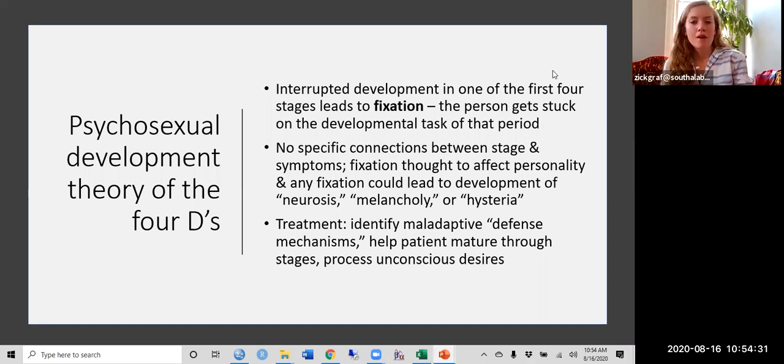So Freud's treatment, which we'll talk about more on the next slide after I have some water, had to do with identifying maladaptive defense mechanisms that people developed to deal with their fixations and to deal with conflicts between themselves and their prescribed social roles, and to process their unconscious desires so that they could sort of work through them in a more healthy way.